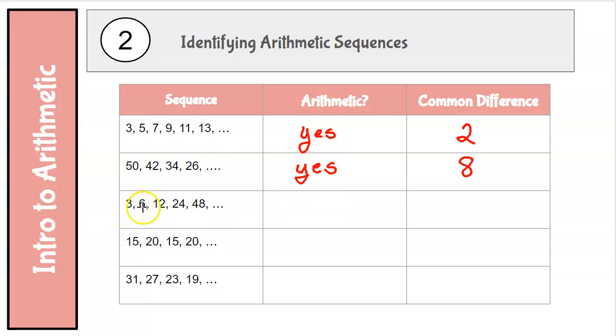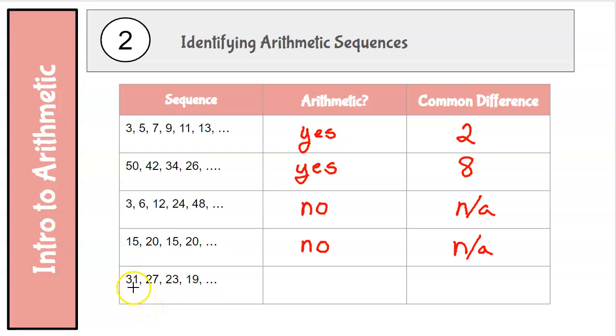Here, it's going up by 3, and then 6, and then 12, and then 14. There is definitely a pattern there, but it is not an arithmetic sequence, so it does not have a common difference. It's not applicable. This one is going up by 5, and then down by 5, and then up by 5, and again, there's a pattern, but it's not an arithmetic one because it's not the same difference every time. It's not going up by 5 all the time or going down by 5.